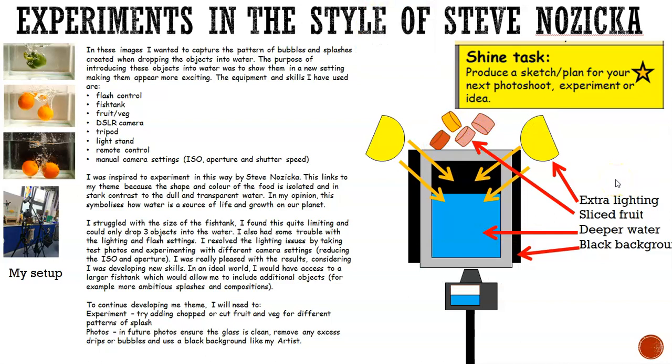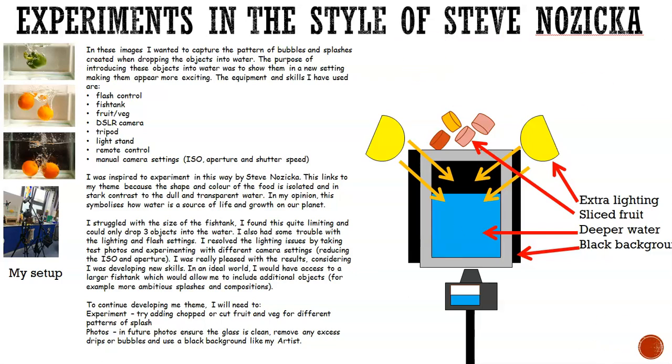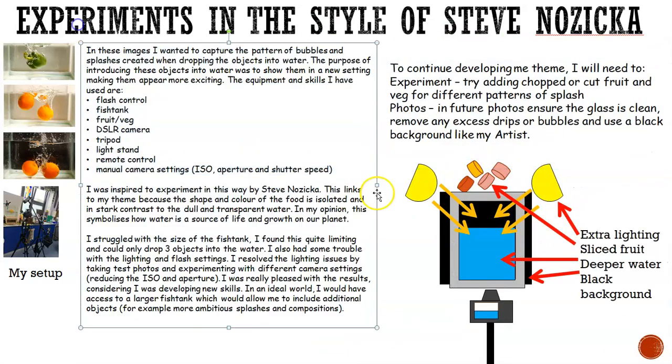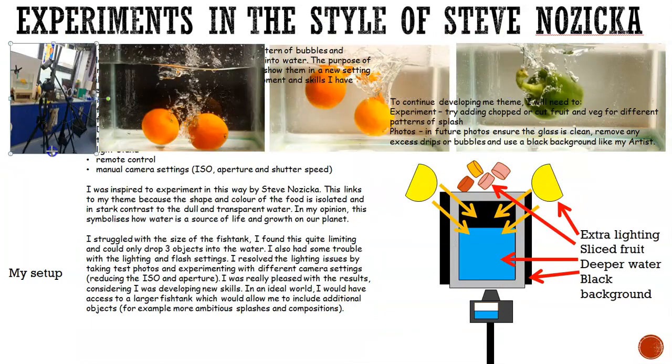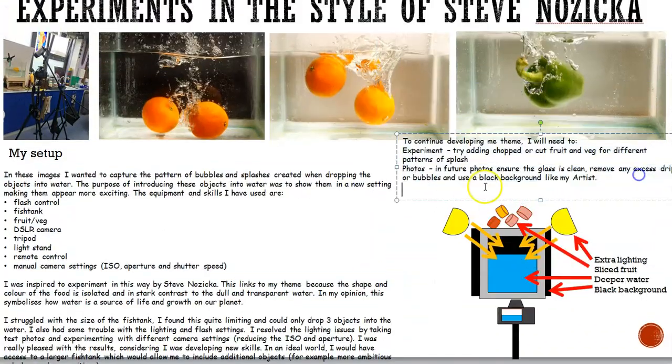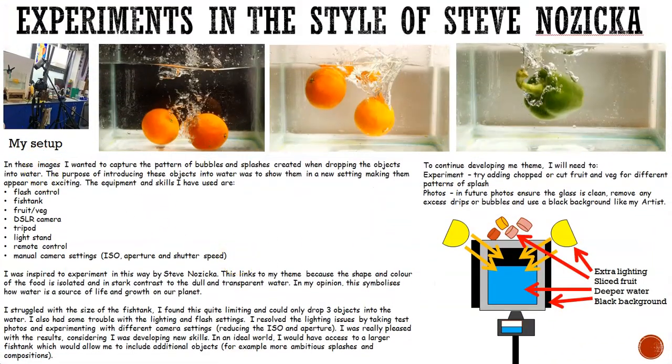So here is my sketch or plan for the next photo shoot. I've used red arrows to indicate the 4 key changes that I will introduce, and they are the extra lighting, sliced fruit, deeper water for better splashes, and black background. And there you have it, the finished slide.